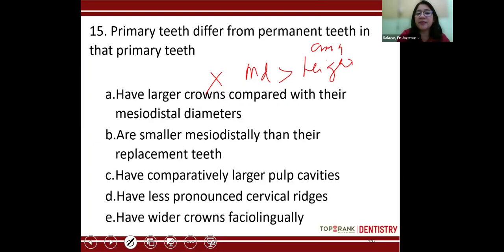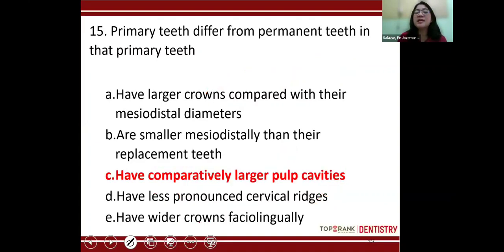Mas maliit ba sila? Yes, okay. So yes, mesiodistally. Replacement teeth kasi yung permanent premolars are smaller. So hindi, not all yan. C, have comparatively larger pulp cavities? Yes. Less pronounced cervical ridges? No, they have more pronounced. Have wider crowns faciolingually? No. Okay, they have smaller crowns faciolingually. So yes, the correct answer is letter C.